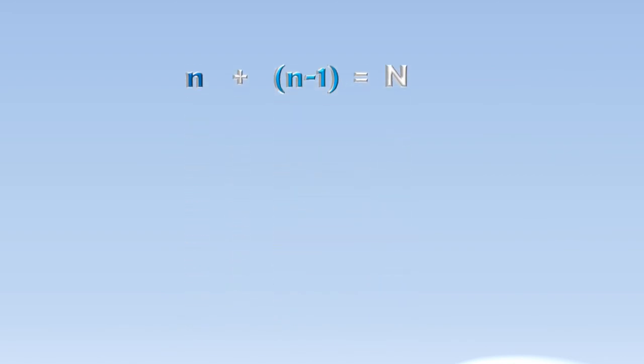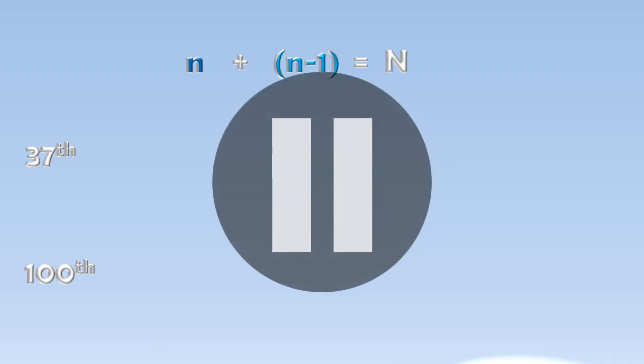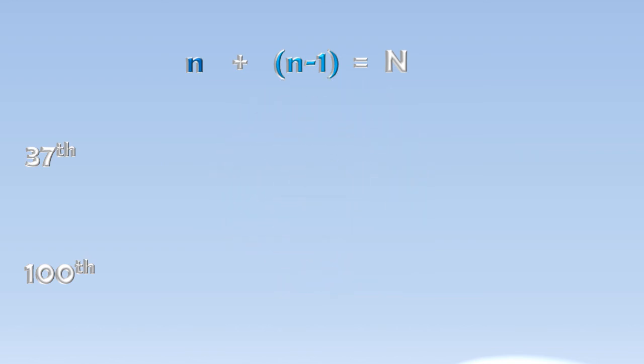Using our algebraic formula, we can now calculate other walls in the sequence. So, how many blocks will there be in the 37th wall? Or how about the 100th wall? Pause the video while you calculate these. Let's take a look.